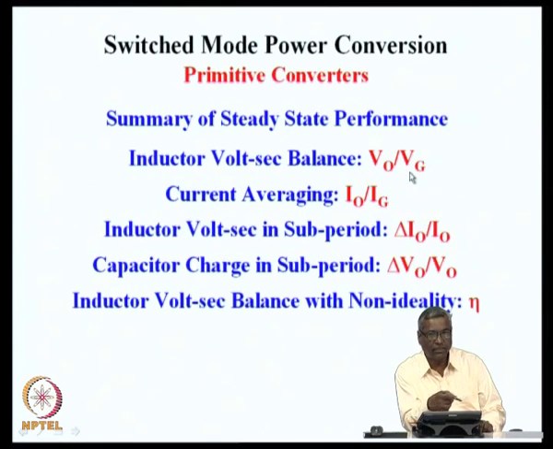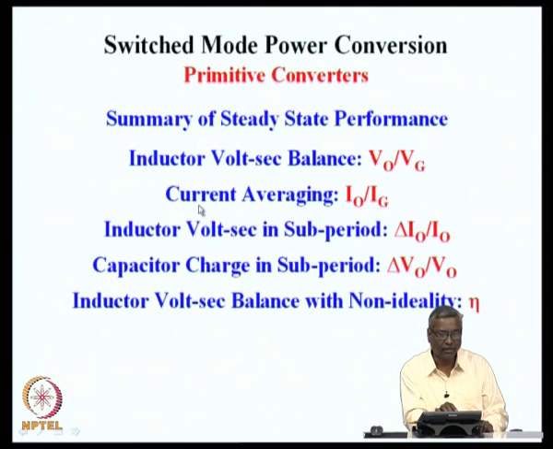What we will notice in the converter circuits that we will be studying in the next session and so on, is that this sequence is the same. We use volt second balance in the inductor to find out the ideal V naught by Vg. Then the current averaging is worked out to find out the ideal ratio of I naught by Ig. Then the inductor volt second in every sub period is calculated to find out what is the ripple in the inductor current, and then as a ratio with the average current, it is possible to get a guideline on how to make sure that this non-ideality is as small as we want.